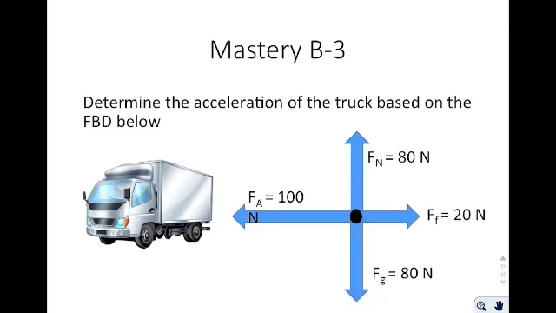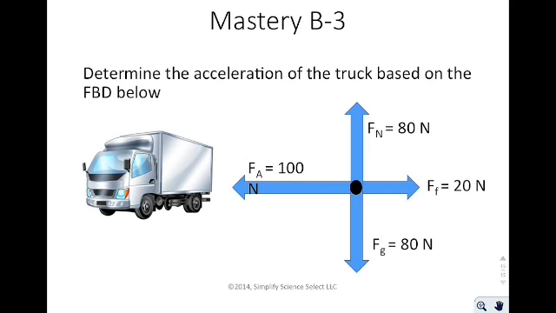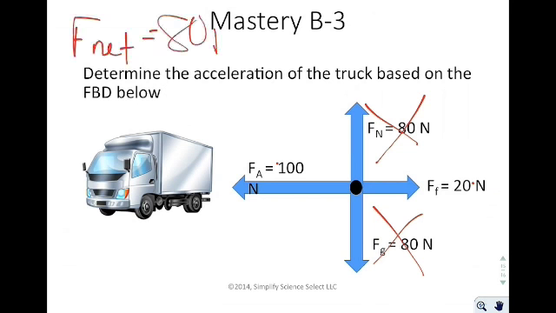In our final example, it says determine the acceleration of the truck based on the free body diagram below. So this is what we were talking about before, where you have all of the forces and you want to solve for the acceleration. Except this time it's a little bit easier because it has numbers. The first thing that you want to do is find the net force. If you look, up cancels with down, and then left and right, if I were to subtract those two because they're in opposite directions, I would have my net force of 80 newtons.